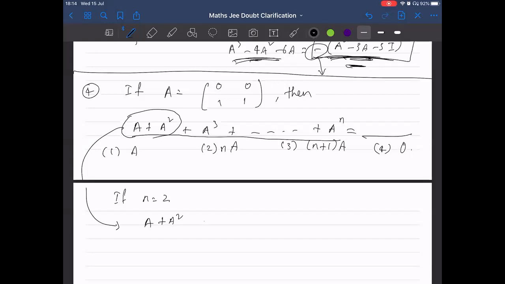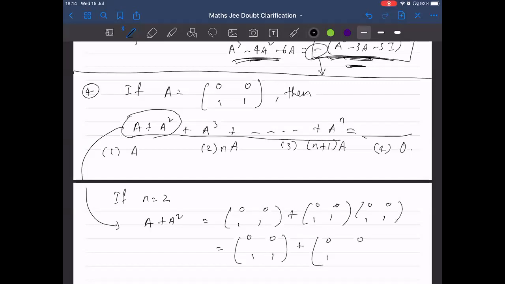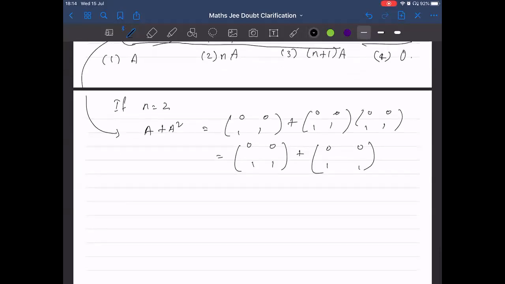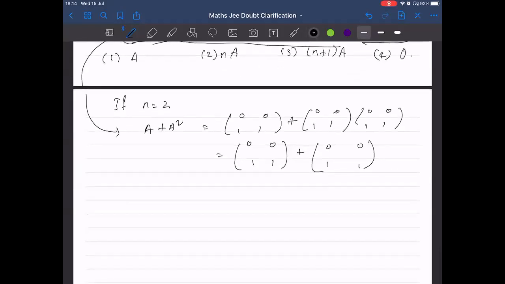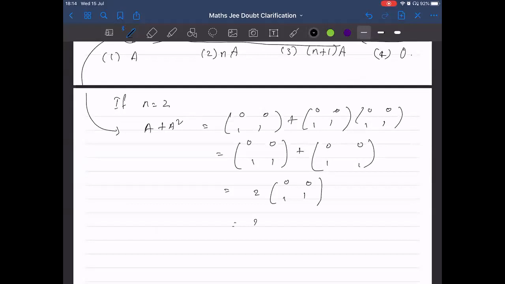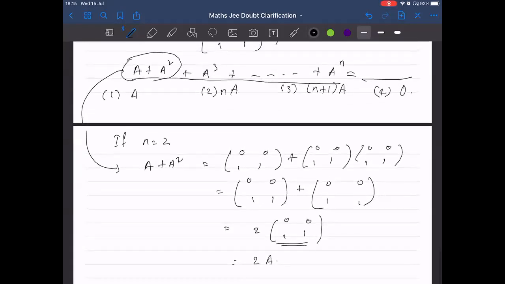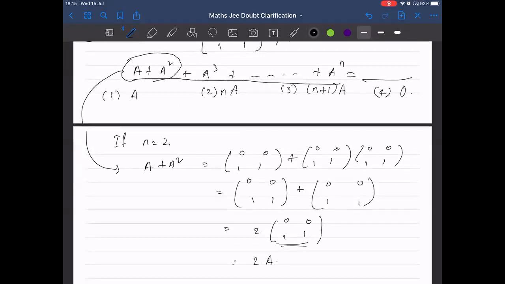The sum is A plus A square. A value we already know, [[0, 0], [1, 1]]. And A square will be [[0, 0], [1, 1]] into [[0, 0], [1, 1]]. So we are getting [[0, 0], [1, 1]]. So it is equal to 2 into [[0, 0], [1, 1]]. So it is nothing but 2 into the matrix A here. So that option is actually satisfying.